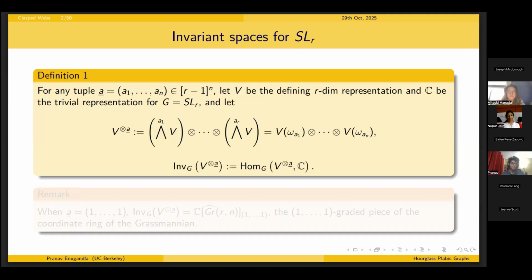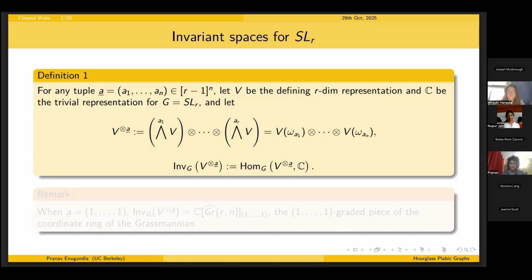And the kinds of representations I'm going to consider now are, well, I take exterior powers of V and then take tensor products of these. If you know a bit of Lie theory, these are like the fundamental representations of SL_r, and then I'm taking tensor powers of these fundamental representations. And the main goal for me is to describe the invariants in this representation. So SL_r acts on this tensor product. I want to see which vectors are left invariant, right?